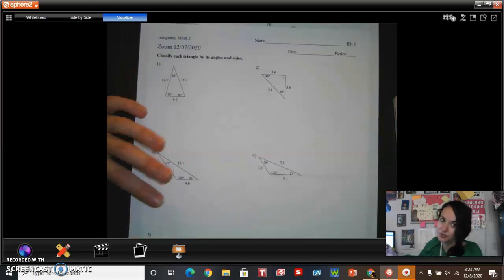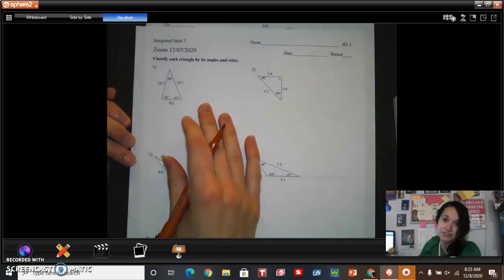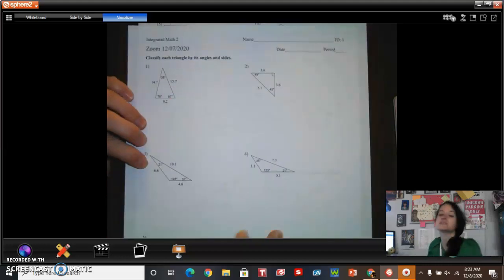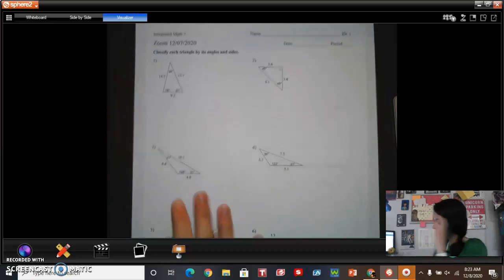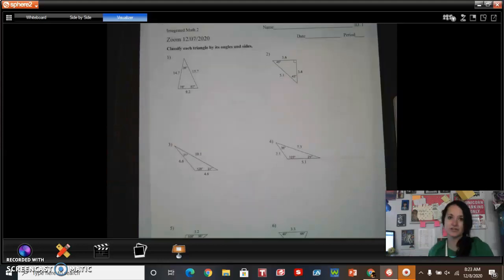Just to let you know, this is an example of the PDF that is also attached to this Zoom material. If you complete this and put your answers in the Google form, it can be bonus points. Okay? So this right here, our first set of questions, the first 10, is all about classifying triangles. So we need to review our triangle classifications.